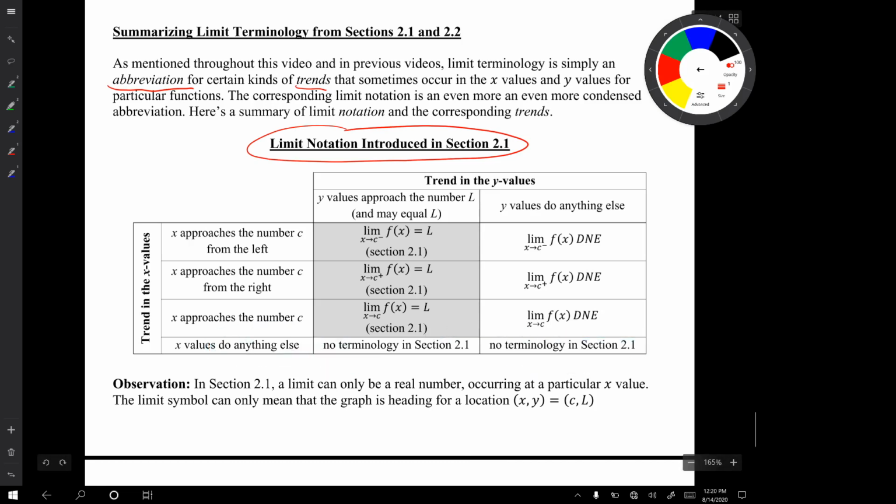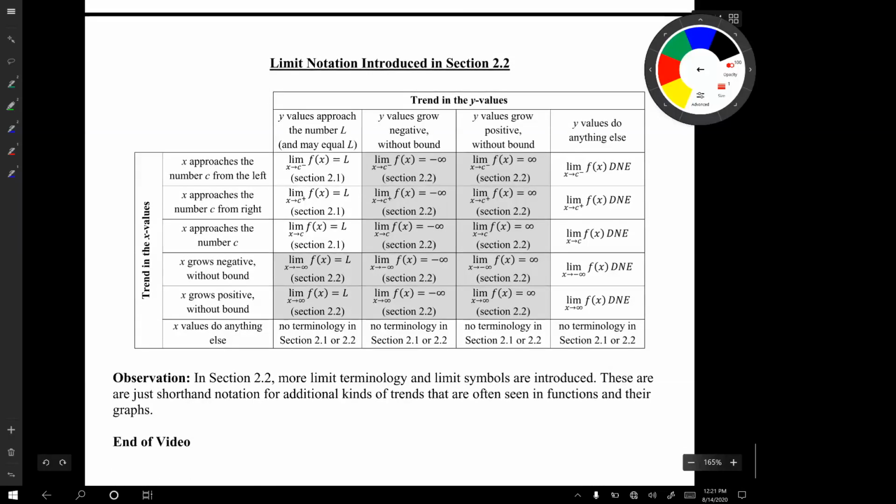So in section 2.1, a limit could only be a real number occurring at a particular x value, and it denoted that the graph was heading for a location (x, y) equals (c, L). Now let's turn our attention to what we've discussed about section 2.2. In section 2.2, we enlarged our definition of limit to have abbreviations for more kinds of trends. So here are now the kinds of trends that we can look for in the x values. X's can approach numbers, or x values can grow positive or negative without bound.